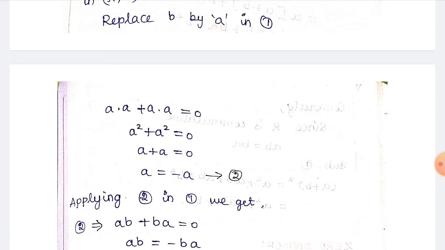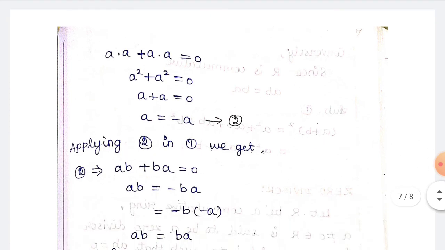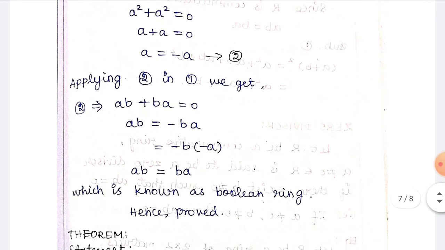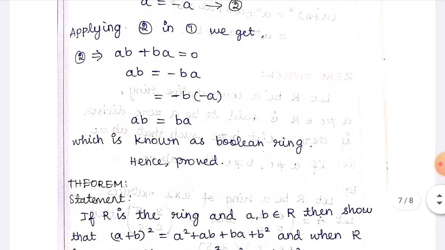Applying 2 in equation number 1, we get ab plus ba is equal to 0. So ab is equal to minus of ba. Instead of minus a you put a, so ab is equal to ba, which is known as a Boolean ring. Hence proved. So the third theorem is also over.